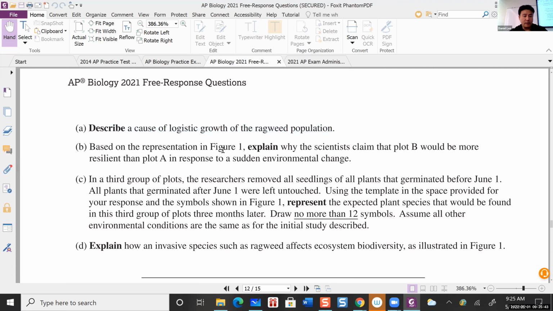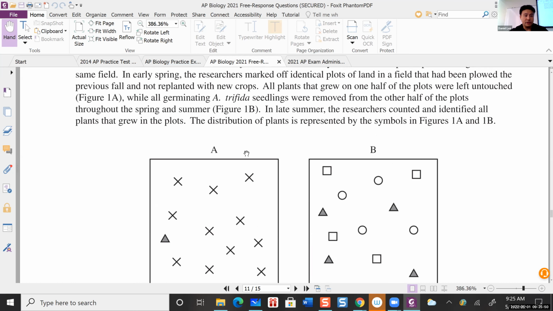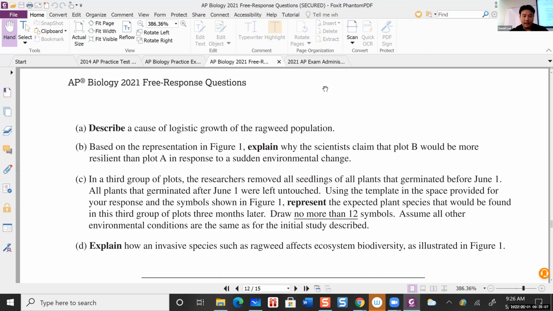Next one here, based on the representation in figure one. Figure one is right here, that is part A. So what is part A again? Part A is when you don't touch anything. So you leave it as is, let nature run its course. So this is what we get, okay? So that's figure one. Actually, there's also part B, right? Explain why scientists claim that plot B would be more resilient than plot A in response to sudden environmental change.